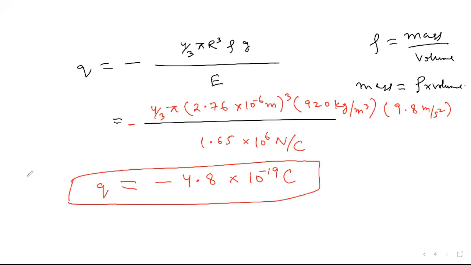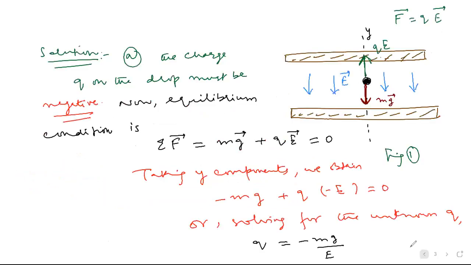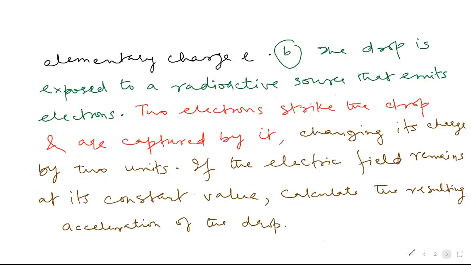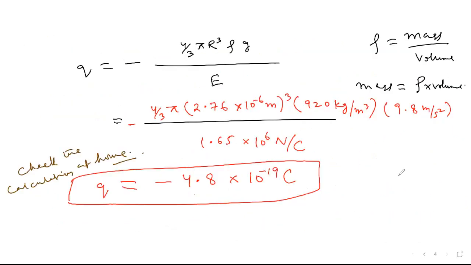As always, we need to check the calculation at home. So we have solved for the magnitude of charge on the oil drop, which is 4.8 into 10 raised power minus 19 coulomb, and its sign is negative. Now, second portion of part A says express the result in terms of the elementary charge e. You know, the elementary charge e stands for 1.602 into 10 raised power minus 19 coulomb. So we want to express this charge in terms of e. So let us do that.